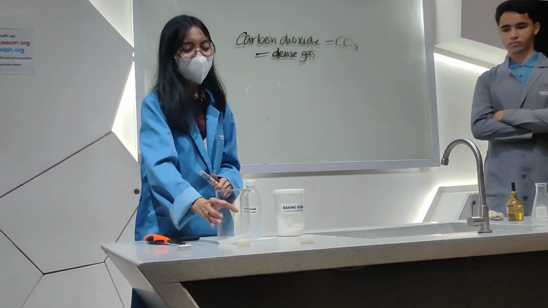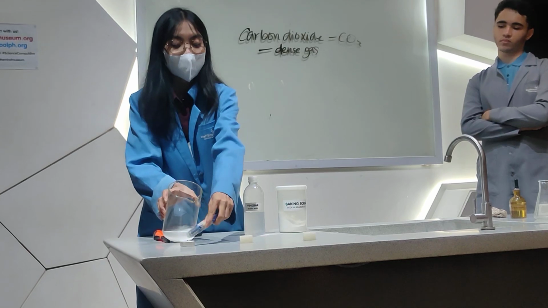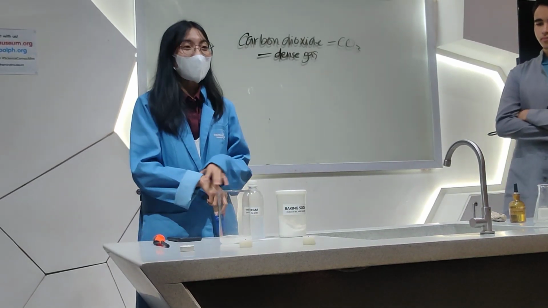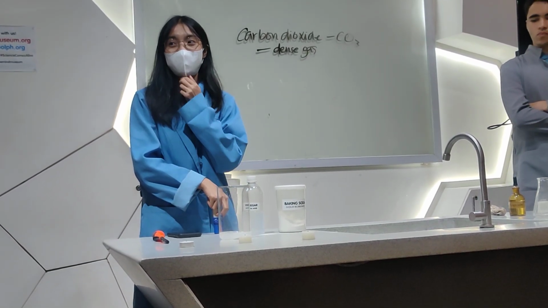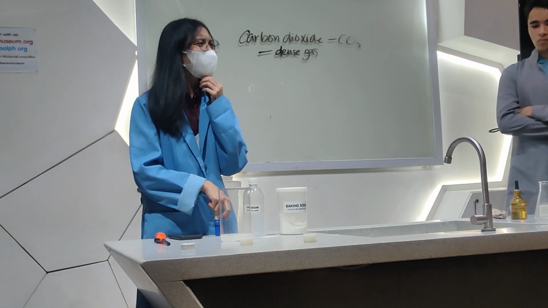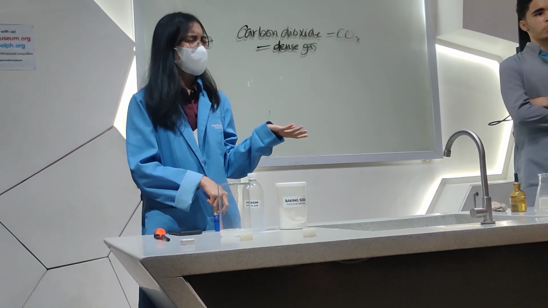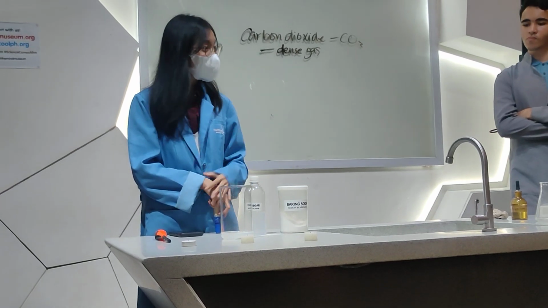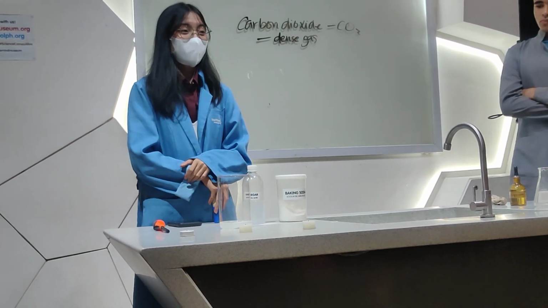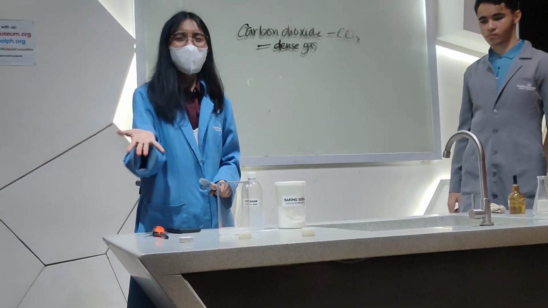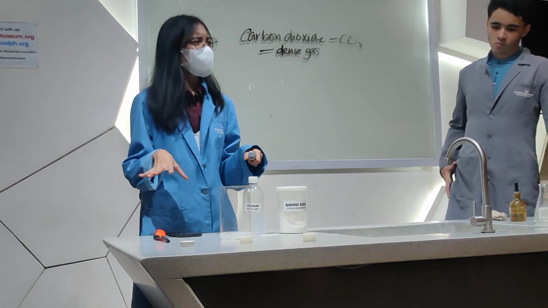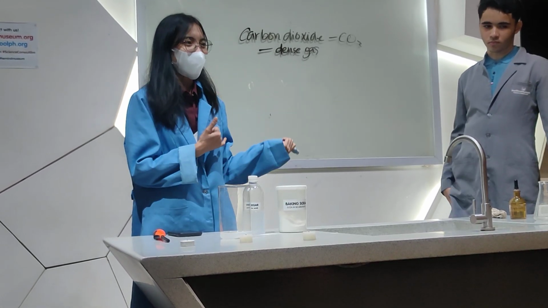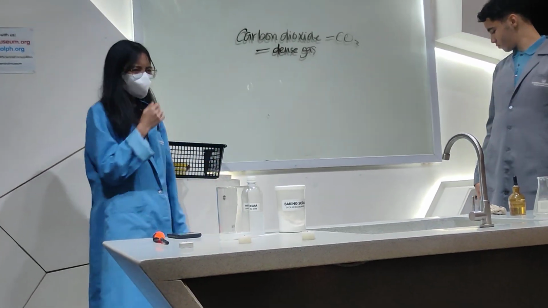When I tilted the beaker, the carbon dioxide spilled out and put out the fire by taking away the oxygen of the fire. Fire needs oxygen in order to keep burning. So carbon dioxide removed the oxygen of the fire. That's why the fire died. This experiment is similar to fire extinguishers, like this one, okay?